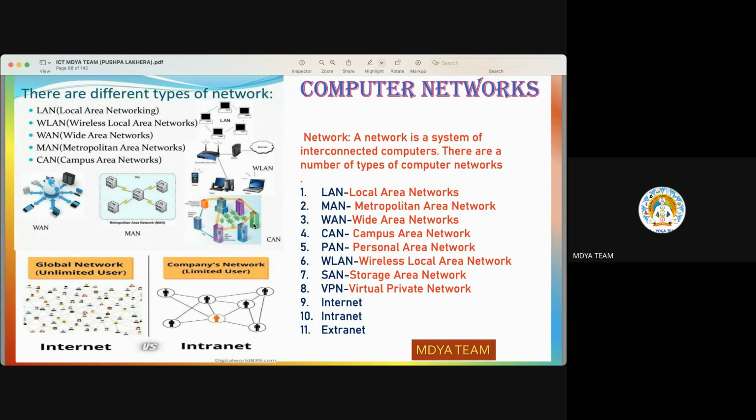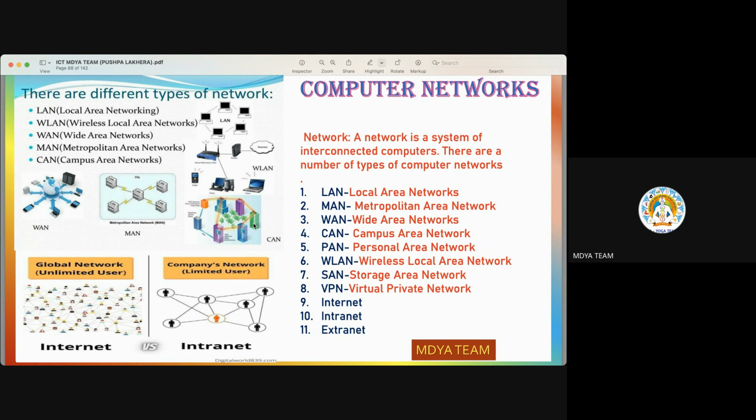So basically, here it is written, and first we'll see the different types of networks like LAN, WAN, MAN, CAN, and so on. What are their full forms? You should remember these names. A network is basically a system of interconnected computers. Now, how to connect these computers as per your need?